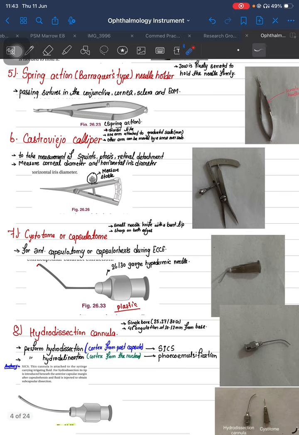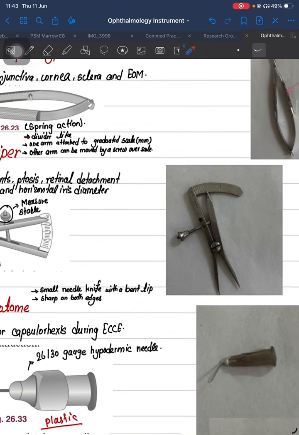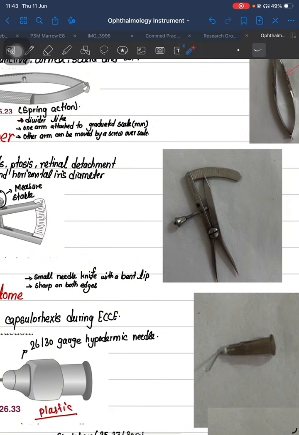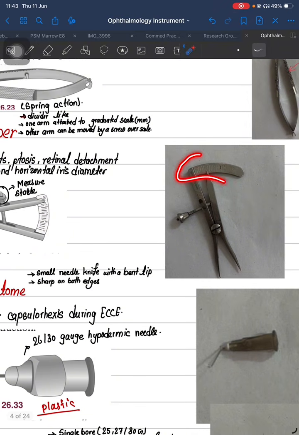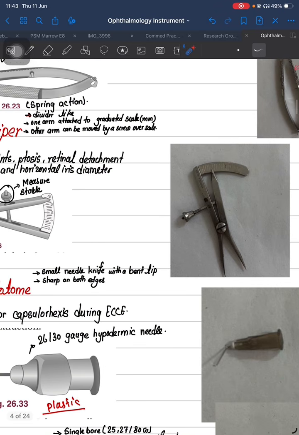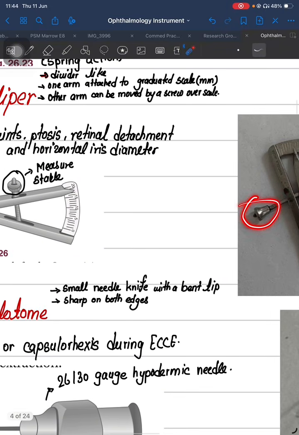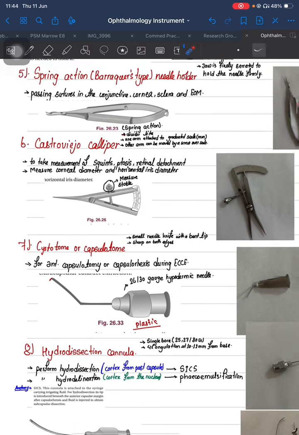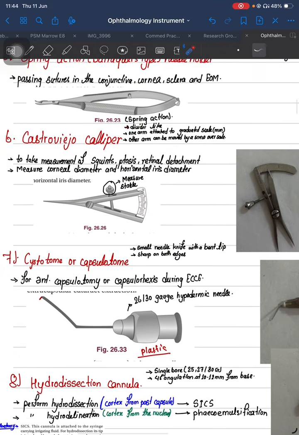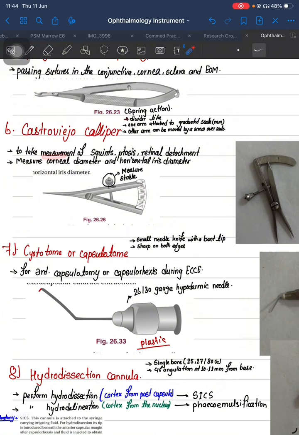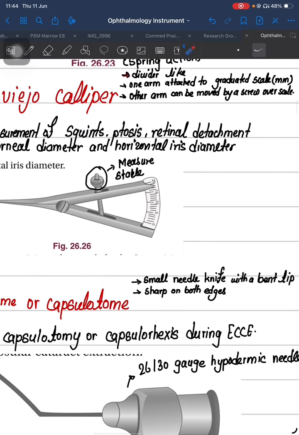And then let's discuss the Castroviejo caliper. This is the Castroviejo caliper. On one side it is connected with a scale that is graduated in millimeters, and on the other side it contains a screw. In the middle there is a screw that can fix the scale after the reading is taken. So the Castroviejo caliper is mainly used for the measurement of squint, ptosis, retinal detachment, and it is also used to measure the corneal diameter and horizontal diameter. Here, this metallic screw has to be used to make the scale measure.